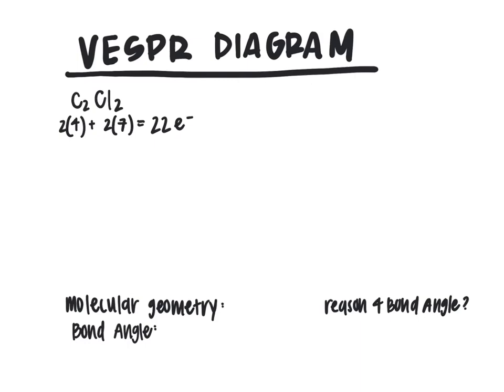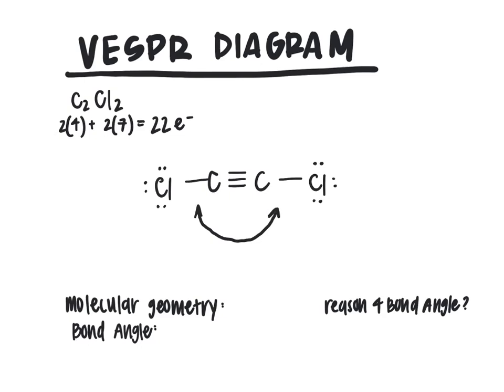So we're going to start off with the carbons as central atoms, and they're bonded to one another, and each carbon is also bonded to a chlorine. And because carbon likes to have 4 bonds, we're going to have a triple bond between the carbons. And the chlorines each have 3 electron pairs plus the bond, creating an octet. And with the VSEPR diagram, we need to include the bond angle, which is going to be 180, and also the molecular geometry, which is linear.